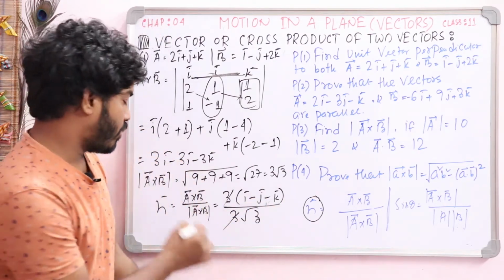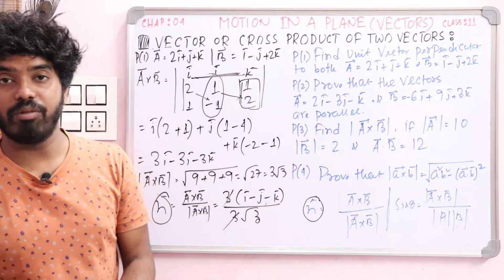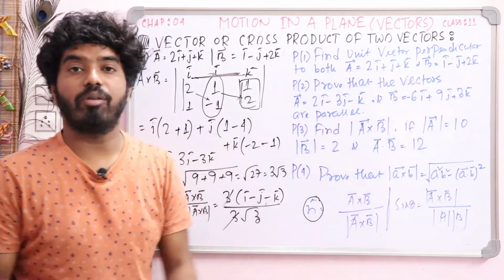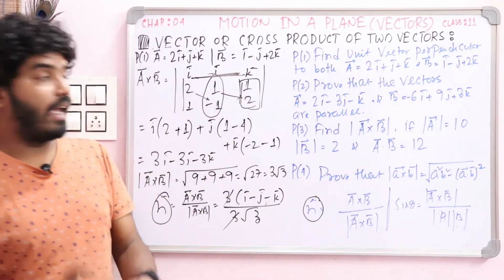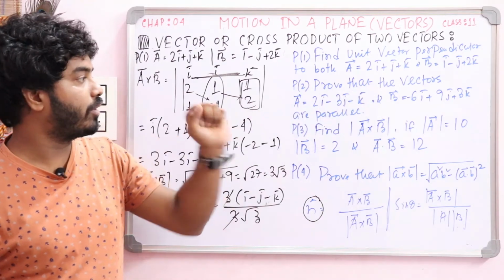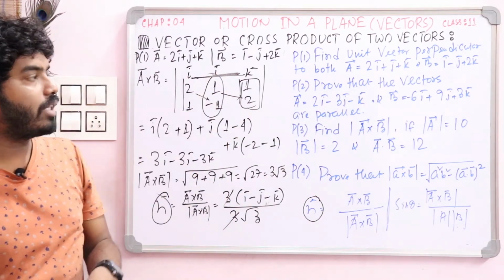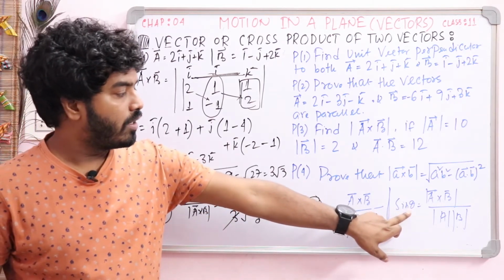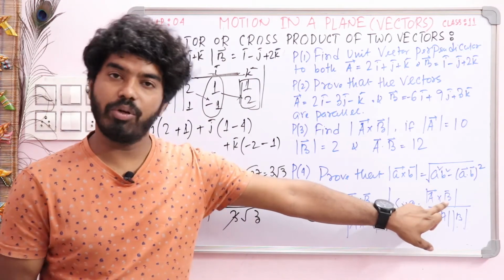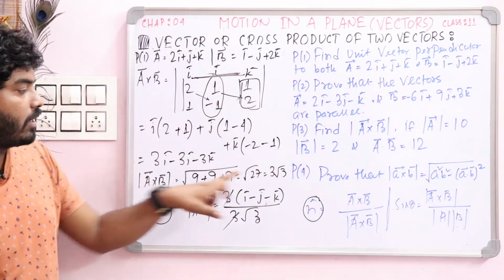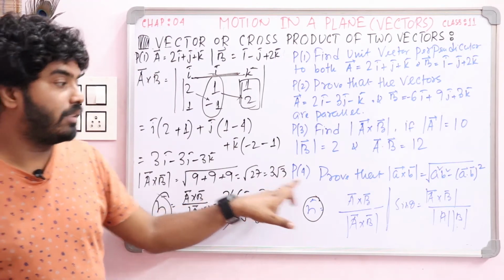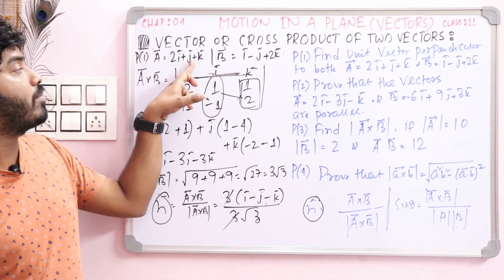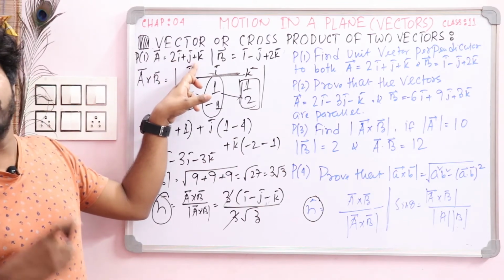So this is the value of n cap, the unit vector, which is obviously perpendicular to the plane of A and B, as well as perpendicular to A and B. Now see, okay, suppose in this problem you have to find out sine theta. How to find it? Use this formula, sine theta, that means mod of A cross B. We already found the value of mod of A cross B, that is 3 root 3. Then you find mod of A, that means 2 square plus 1 square plus 1 square, that is 4 1 1, that is root 6.